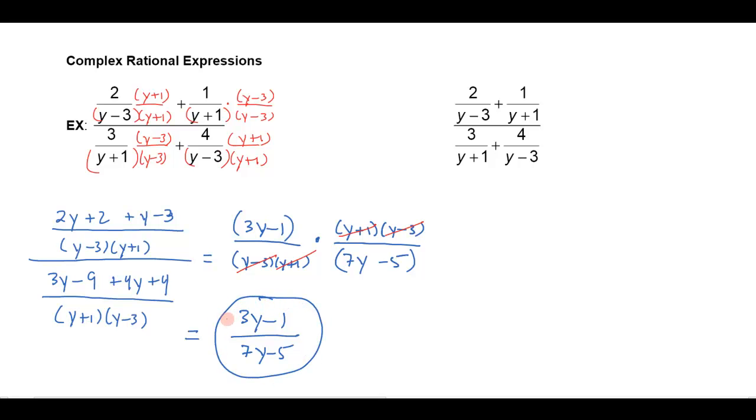Okay? Now I'm going to do the exact same problem using the second technique for simplifying, and usually this second technique is actually easier. And what you do is you look at the big numerator and the big denominator, and you want to multiply by the least common denominator of all the little fractions. So you look at all of these little fractions in this complex expression, and you'll notice that there's a y plus 1 and a y minus 3, and that would cover everything. So I'm going to multiply by y plus 1 times y minus 3.